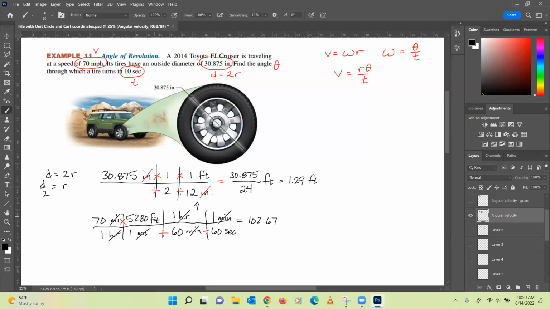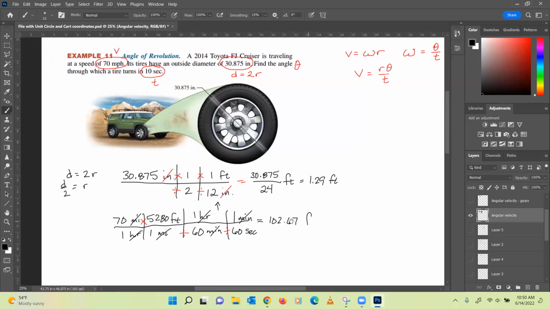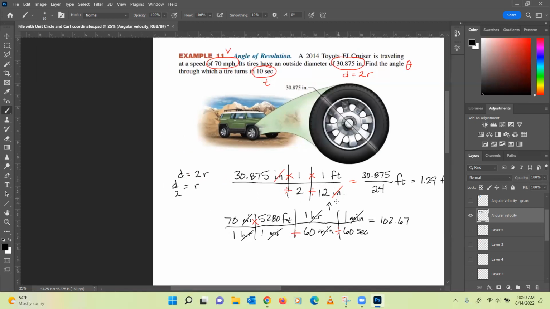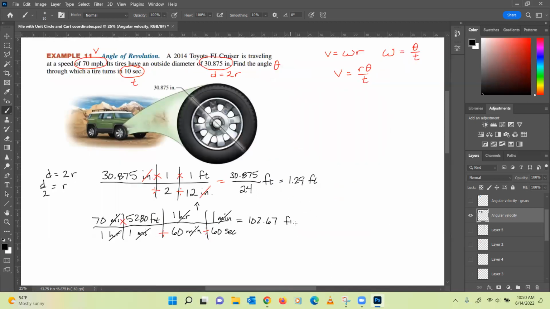And now my units, the ones that aren't crossed out, are feet. Oops, sorry about that. Feet, and in the denominator I have seconds, so feet per second. That's the velocity. And up here we were calculating radius. So I've got V, R, I've got T. Let's plug all of that in. 102.67 equals R, which is 1.29 times theta divided by the time, which is 10. And now I just need to solve for theta.